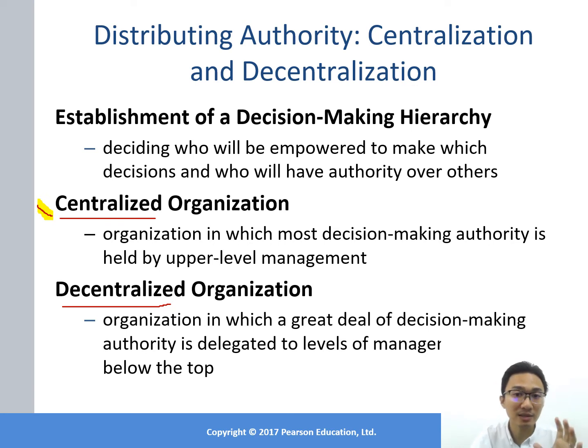As the company gets larger and more decisions need to be made, the company normally would slowly turn into what we call a decentralized organization. In a decentralized organization, most of the decision making is actually delegated. It is given to levels of managers at various points below the top. So they slowly give, okay, you guys make decisions. The smaller managers can make decisions, superiors can make decisions. So they give the authority to them.